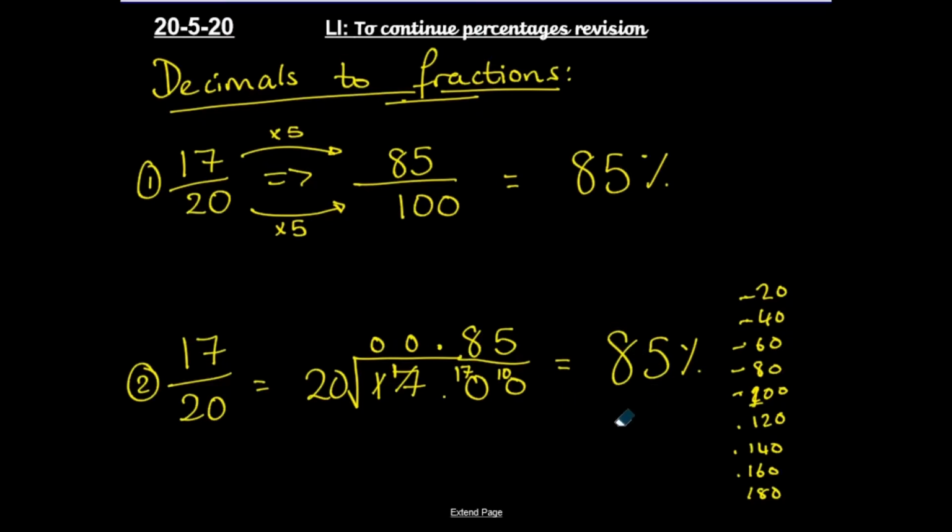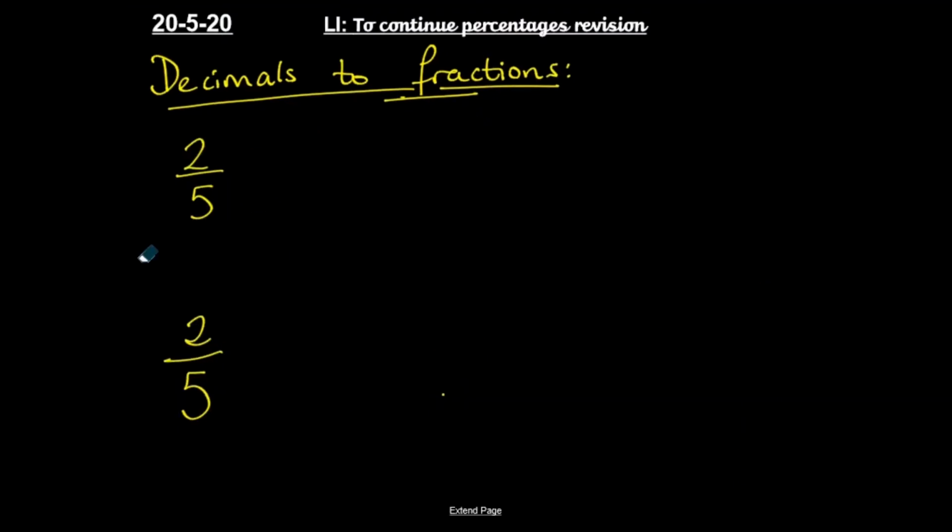Let's have a look at one more. So the next one here, 2/5. Okay, so 2/5, and you may find other ways of doing this. You might be able to go to tenths, and that might give you the answer straight away. But let's stick with what we're doing.